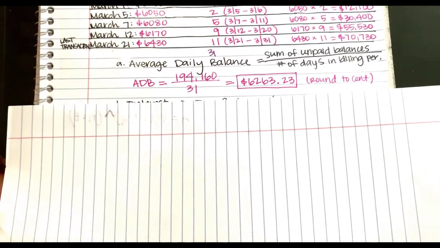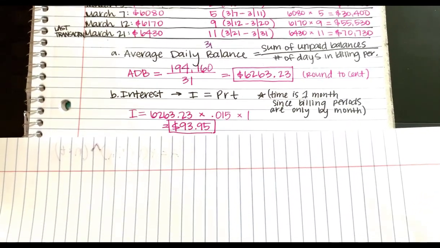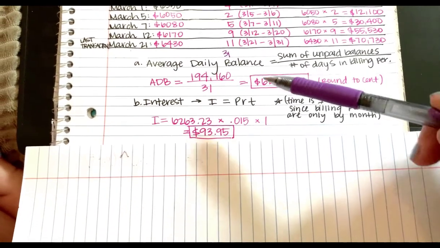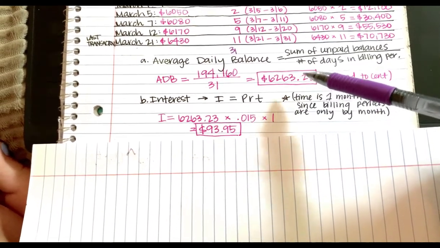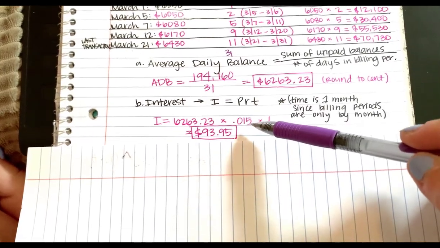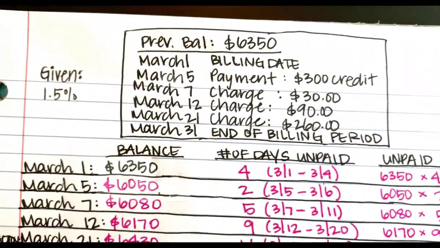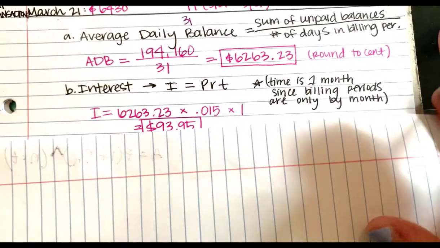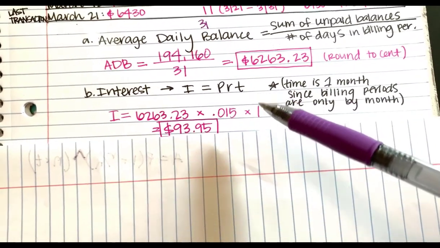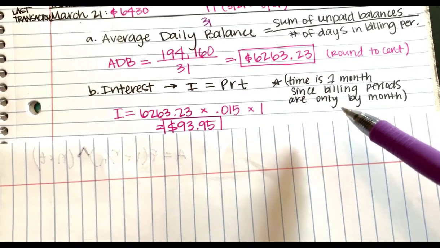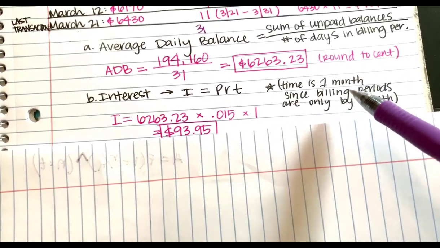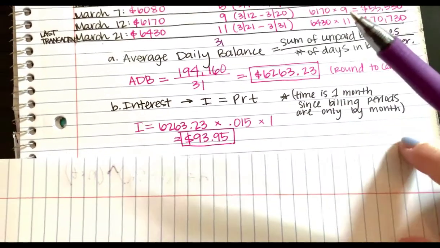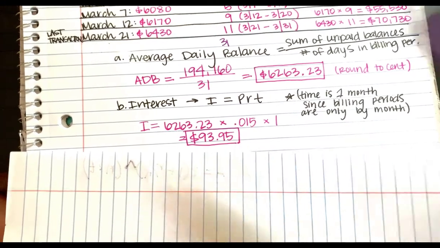Round to the cent. All right, how much interest are we going to have to pay? This is our average daily balance. We're going to take that average daily balance and we're going to multiply it by the interest rate. They give us our interest rate at the very beginning. So we're going to multiply it by 0.015, and then our time is 1 because our billing period is monthly here. So this is the only time that we can use 1 month as 1. Okay, so our interest is $93.95.